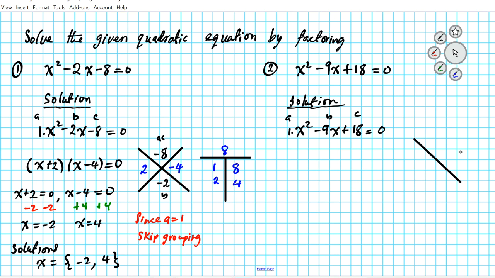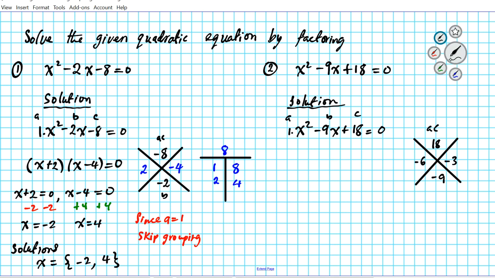And I'll factor this by grouping. So AC in this particular problem is 18 and B is negative 9. What two numbers multiply to give you 18 and add to give you negative 9? We have 1, 18, 2, 9, 3, 6. That works. So 6 times 3. Let's fix the signs. In order for the sum to be negative and the product to be positive, both of them have to be negative.